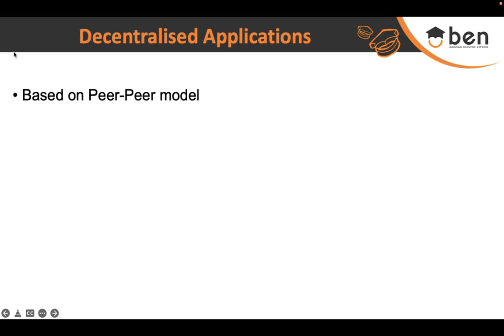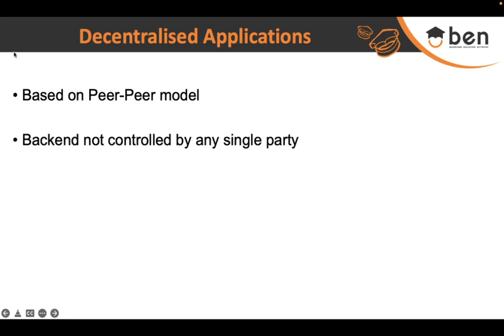In decentralized applications, the first difference is that it is based on the peer-to-peer model, not on the client server model. Peer-to-peer means that all the nodes act as peers in the same network. All the nodes contain the same data. The same data is downloaded on all the nodes, so there is no priority given to any particular node. Every machine or every participant in the network is equally responsible for the ownership of the data. So here the backend is not at all controlled by any single party or entity. All the participants are the owners of the data.